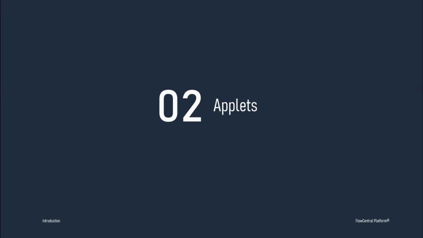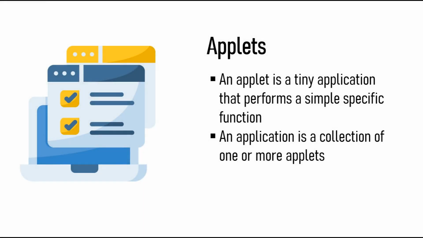Hi, in this video, we'll be adding functionality to our FlowCentral application by creating an applet using FlowCentral Studio. An applet is a tiny application that performs a simple specific function. On the FlowCentral platform, an application is a collection of one or more applets.